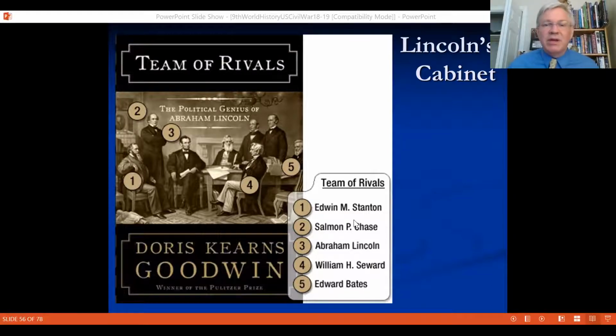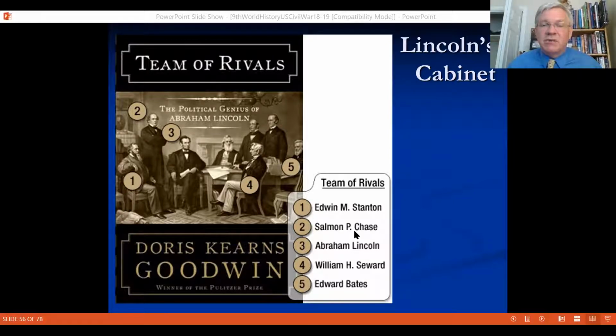For example, number 4 right here, William Seward, the very powerful senator from New York. Lincoln's like, it's not like he's an enemy, but he's a rival, so keep him close. He gives him one of the top positions in the cabinet, Secretary of State. So he's his top foreign policy advisor and a very close advisor. Keep them on your team, because otherwise they're going to be nipping at you, trying to get you on the other side.